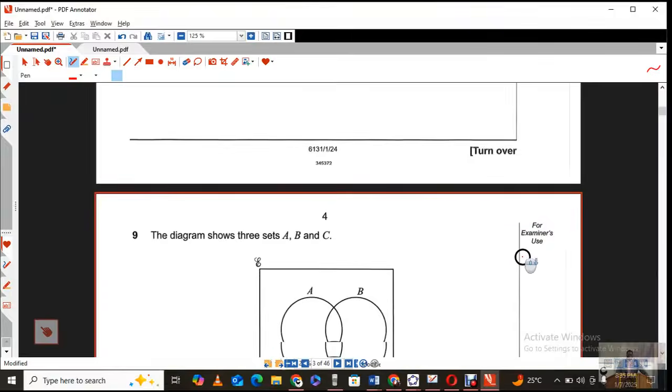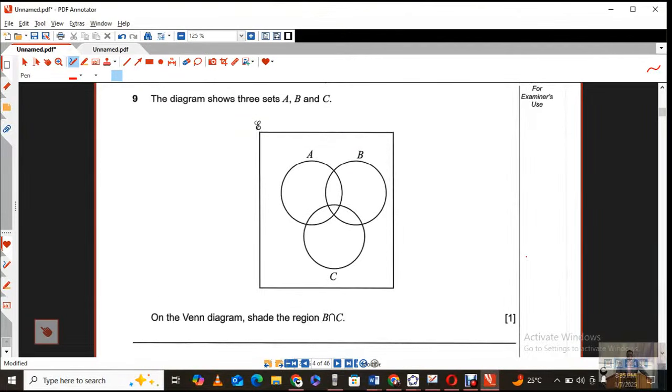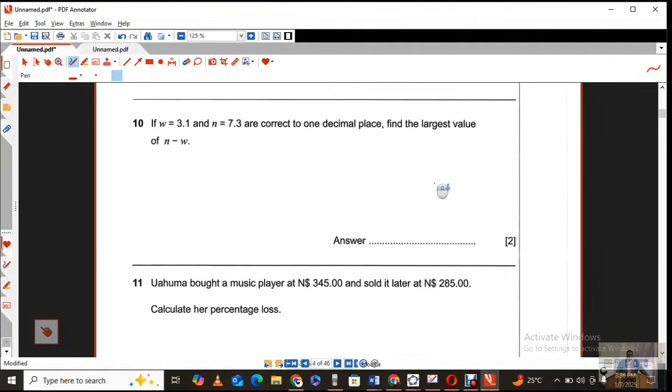Okay, let's get to question number 9. The diagram shows 3 sets A, B, and C, and you are supposed to shade on the Venn diagram the region B intersects C. Of course, this is basically what B and C have. So you basically just go to sets B and C and you just shade the intersection. Even this other intersection that is in all 3 of them is part of the same thing. That's 1 mark. Of course, nothing to be afraid of there.